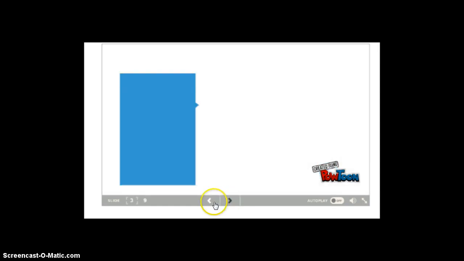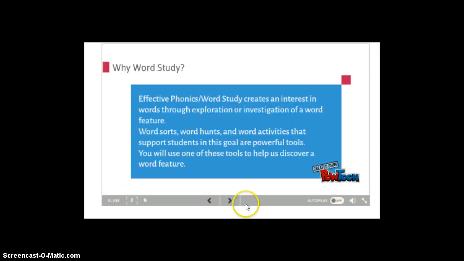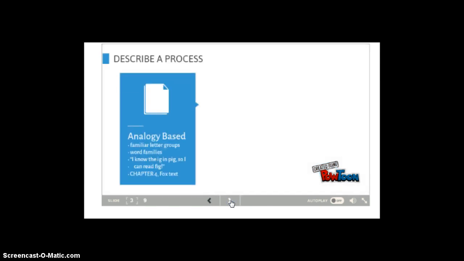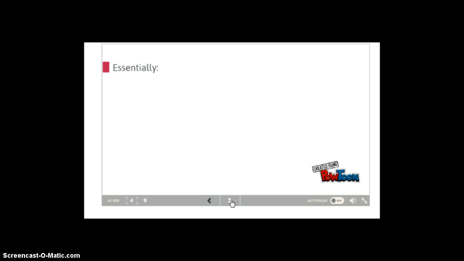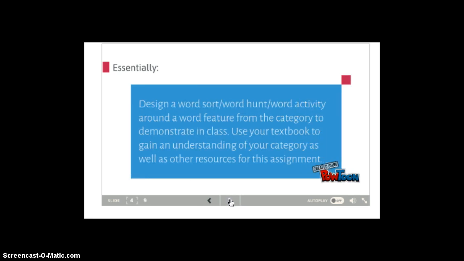So why word study? I think we know by now it's very effective and creates an interest in words. It's a powerful tool to help students discover more about words. This is for ECE, so I'm going to skip through that. But essentially, you're going to design a word sort, hunt, or some type of activity around a word feature from the category you chose to demonstrate to us in class.